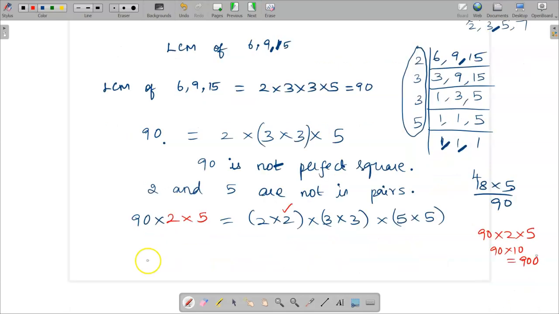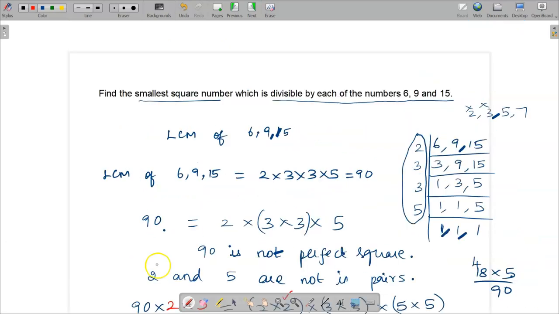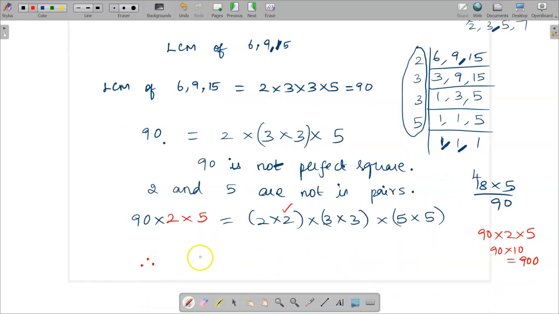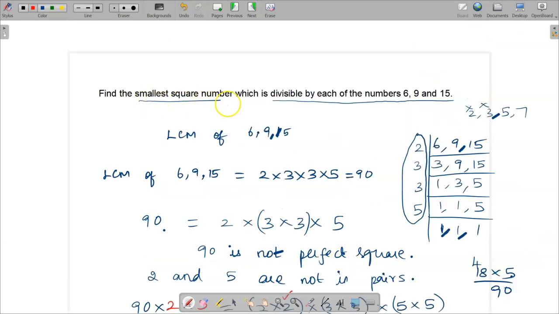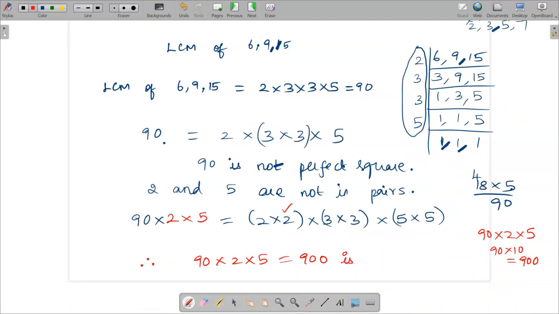So therefore, 90 into 2 into 5, which is equal to 900, is the required smallest square number.